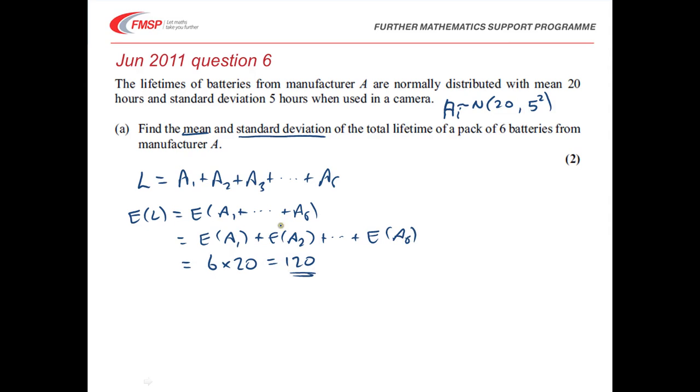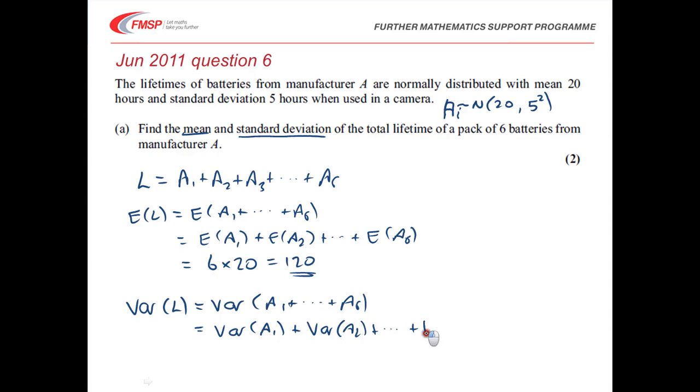Now to work out variance, let's look at the variance of L. Again, just to remind you, this is the same as the variance of each, plus up to A6, and each one of these is linear and independent, so it becomes the variance of A1 plus the variance of A2 plus all the way up to the variance of A6. Which is 6 lots of the variance. So that's why this kind of works the way it does. So 6 lots of the variance is going to give me that, which is 150.